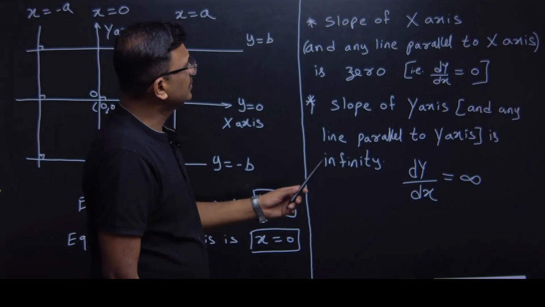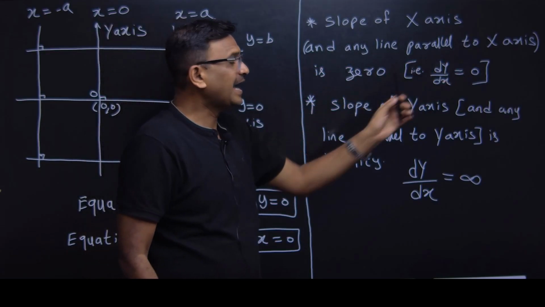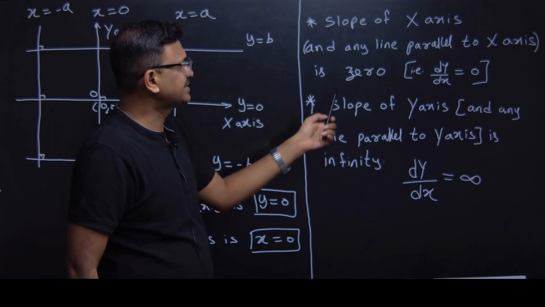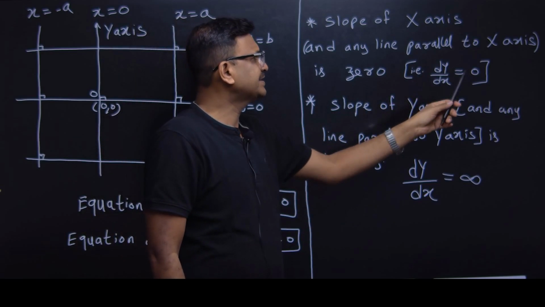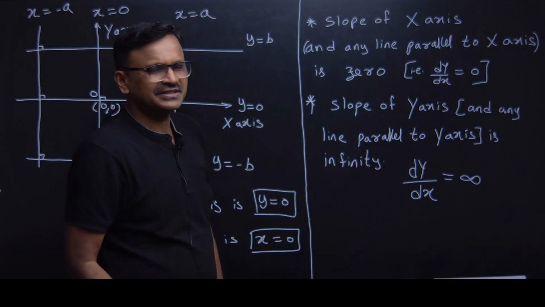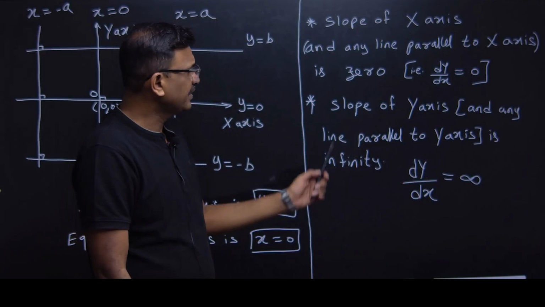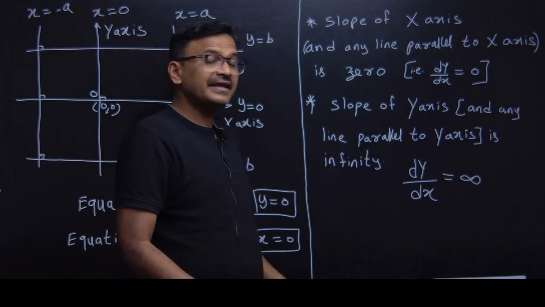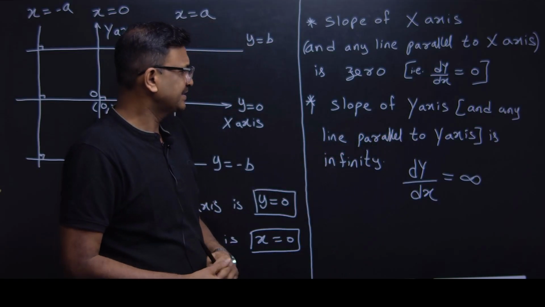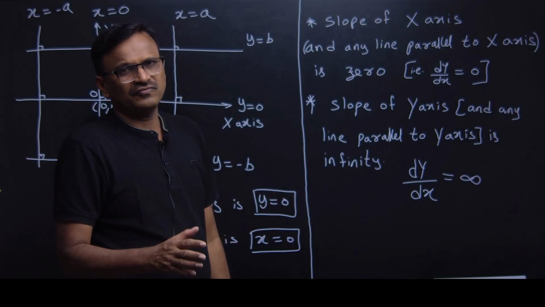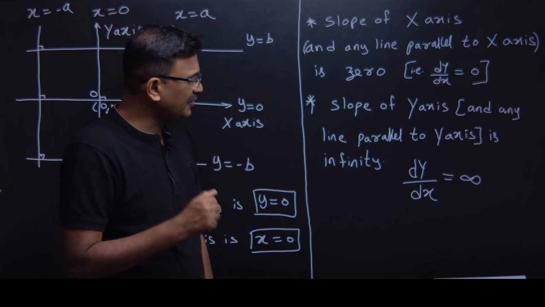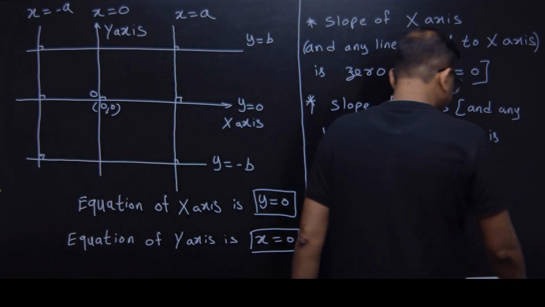Remember that the slope of the x-axis and any line which is parallel to the x-axis is 0. Slope of x-axis is 0. That means dy by dx for the x-axis, and any line which is parallel to the x-axis, is 0. Slope of the y-axis and any line which is parallel to the y-axis is infinity. That means dy by dx will be infinity for the y-axis as well as a line which is parallel to the y-axis.